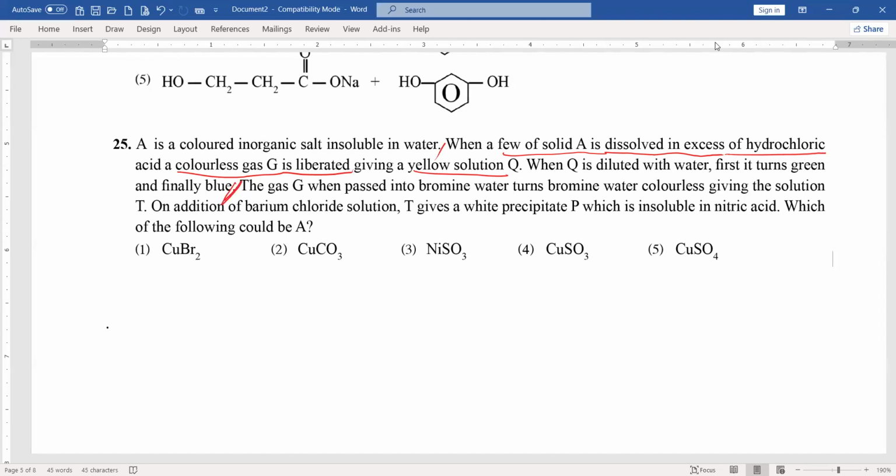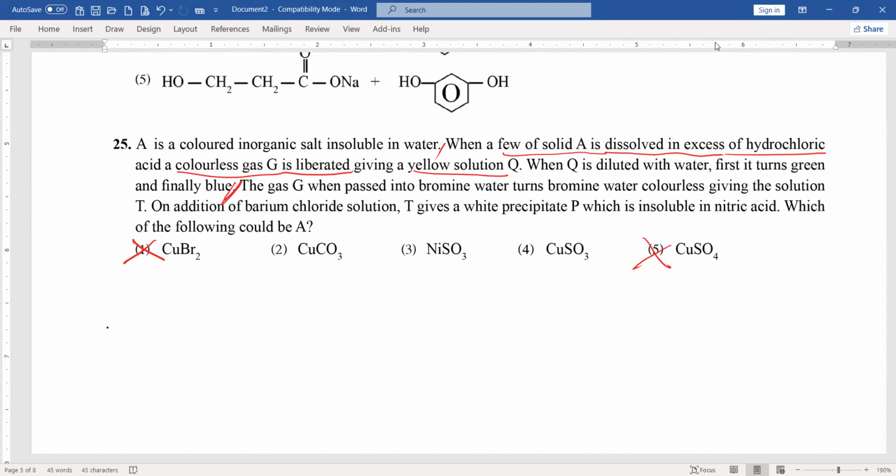Okay. Inorganic salt insoluble in water. First, we need to identify which are not soluble in water. CuBr2 dissolves in water. Copper carbonate, I don't have an idea. I think it is not. Normally, copper carbonate is a precipitate. Nickel sulfide, copper sulfide. Copper sulfate is definitely soluble in water. These three may be precipitated.